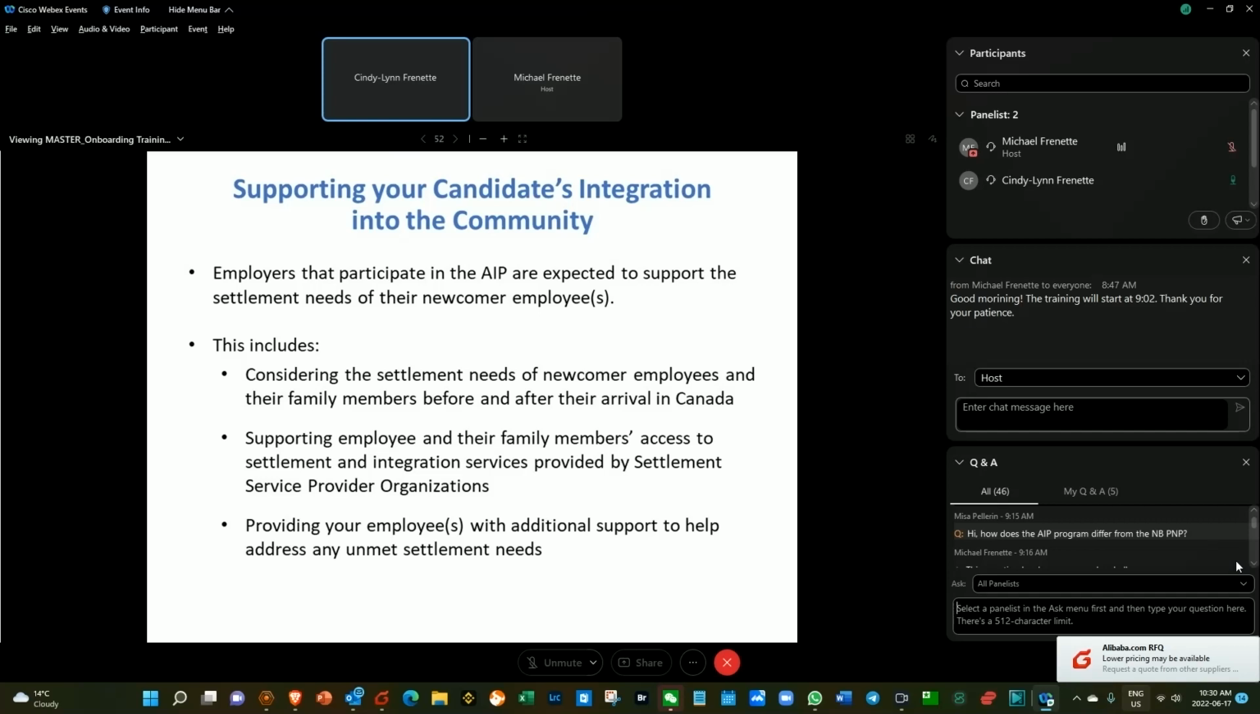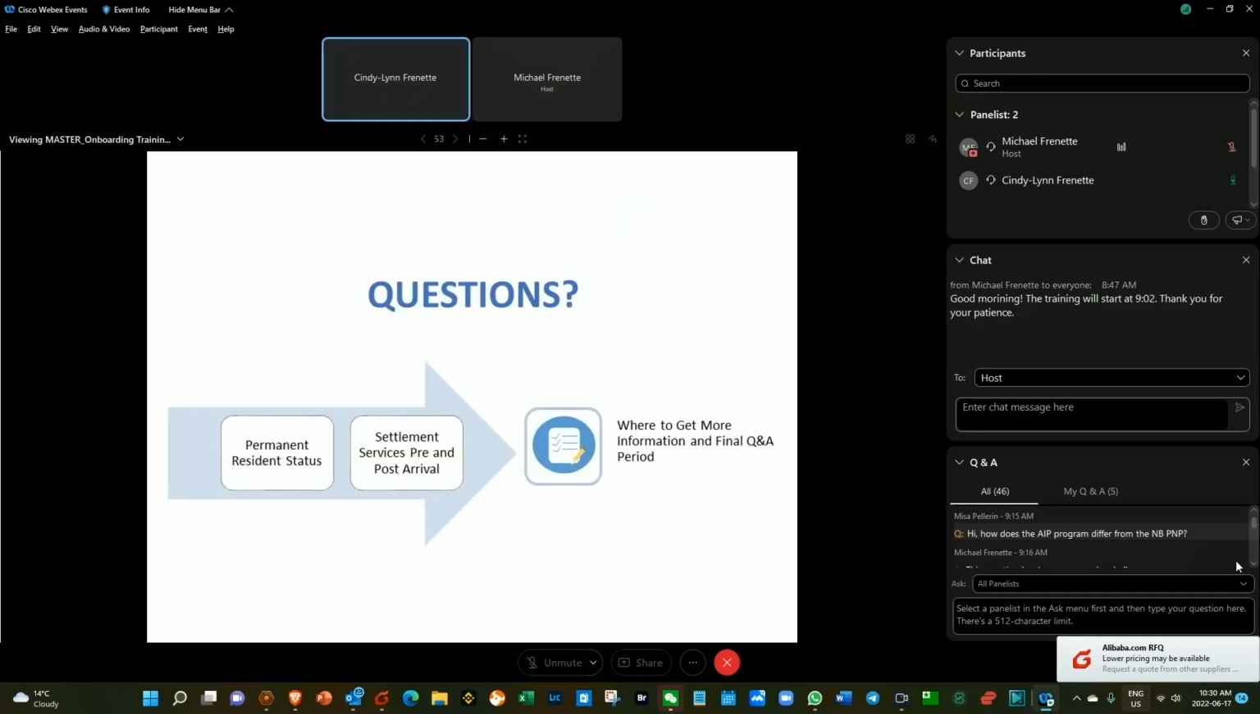As an employer, you have an important role to play in the integration of your newcomer staff, and you can help set them up for success and long-term retention in the community.